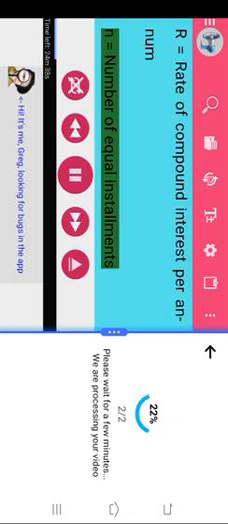Case 1: repaying a loan in equal annual installments. Let P equal the principal loan amount, R equal the rate of compound interest per annum, N equal the number of equal installments, and A equal the amount of each installment. The total of all installments with C equals the loan principal.